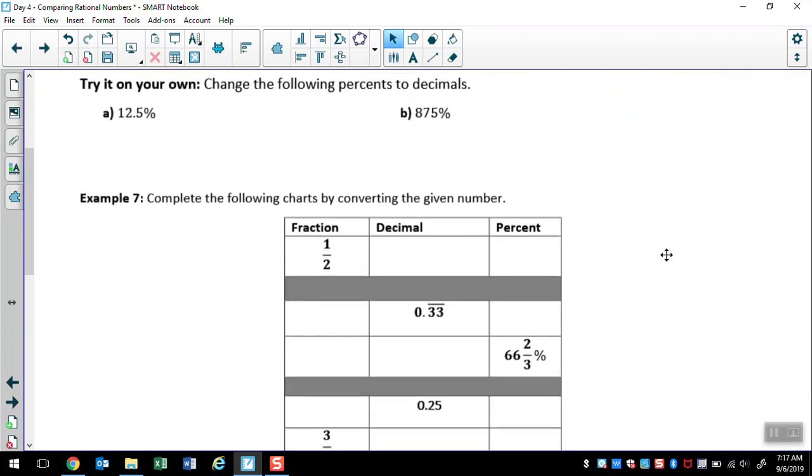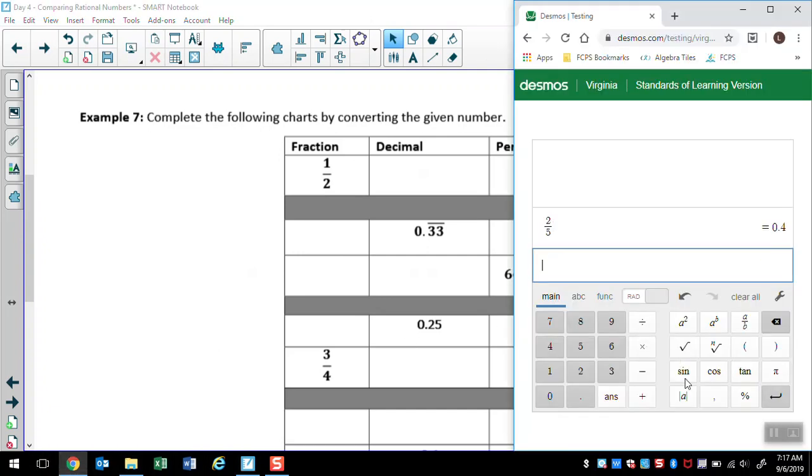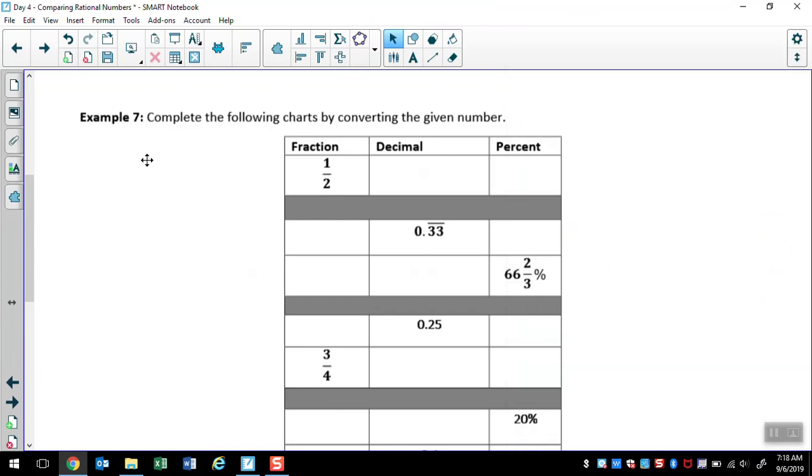Okay, let's come down here and let's work on completing this chart. I'm going to do the first couple with you, and then you'll do the rest on your own. All right, so 1/2, if I were to convert that to a decimal, remember I can go to my calculator and do 1 divided by 2, 0.5. Right? And then as a percent, I can take my decimal point and move it over 2 times, so I get 50%.